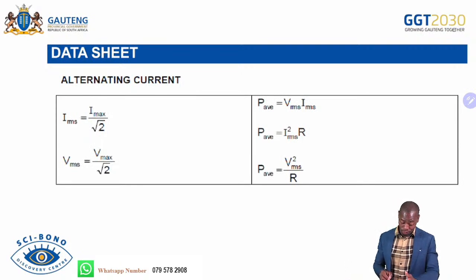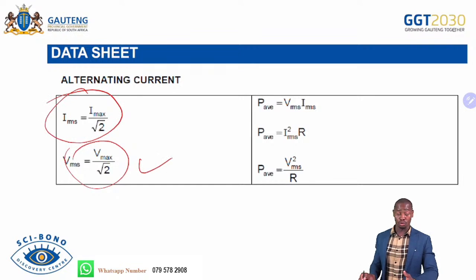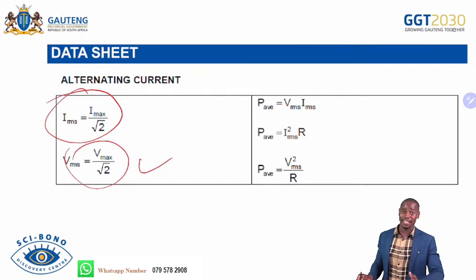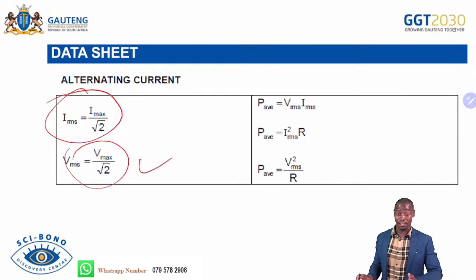To calculate the root mean square potential difference, we use this equation where you have Vmax over root 2, and then Imax over root 2. What is Imax? It is the maximum current in amperes. What is IRMS? It is the root mean square current, also in amperes. What is VRMS? That is the root mean square potential difference in volts. What is Vmax? That is the maximum or the peak. Sometimes they can say peak voltage, peak current, maximum current, or peak potential difference. That is the maximum potential difference, which is measured in volts.